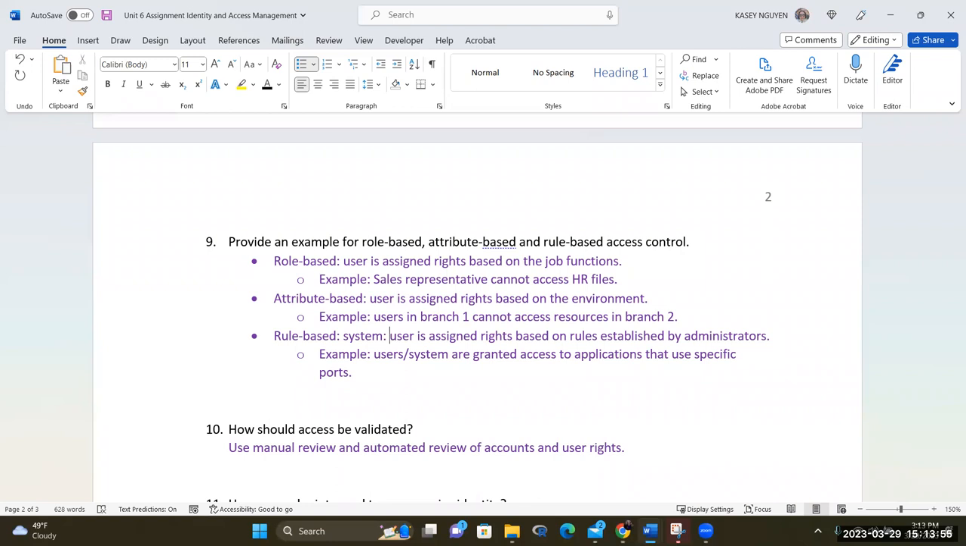We also can set rules that are aligned with specific policy. For example, they're not allowed to attach their USB and transfer files from the USB to the system. So that is a rule-based where we would disable the physical port, which is the USB port, on the operating system side, and also on the low level through BIOS.